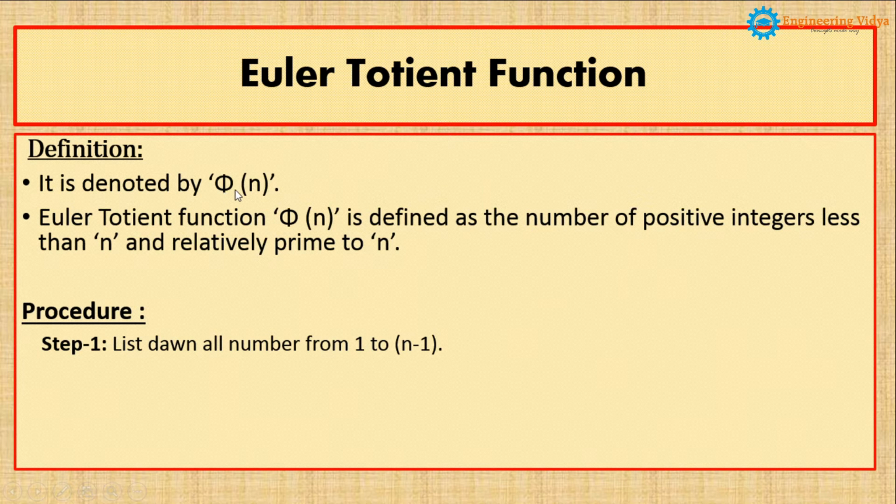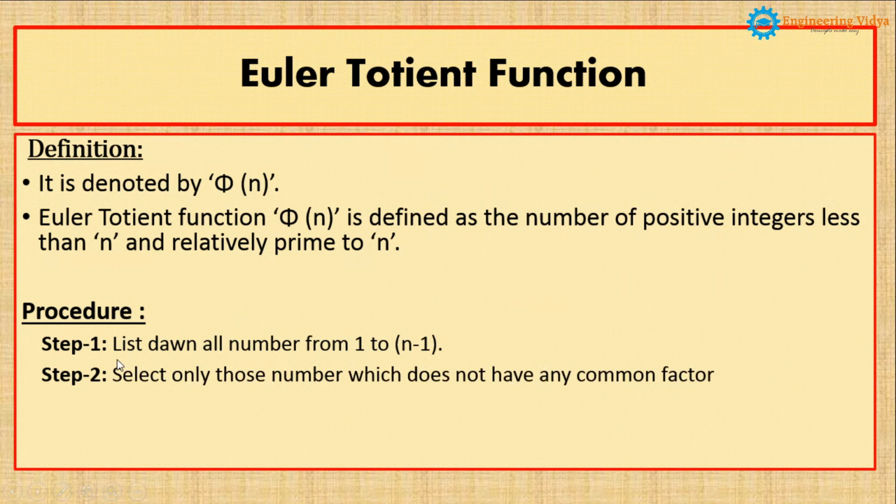Suppose we need to find phi of 10, then n minus 1 will be 9. So at step 1, we'll list down all the numbers from 1 to 9, that is 1, 2, 3 up to 9. Hope step number 1 is clear to you now. Now we'll go to step number 2. Since at step 1 we have listed all the numbers from 1 to n minus 1, out of these only those numbers which are relatively prime to n will be accepted at step 2, and the rest, which are not relatively prime, will be discarded.